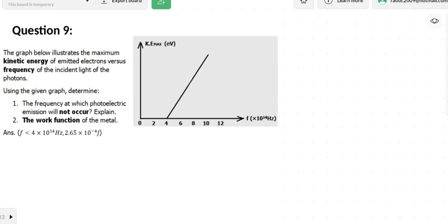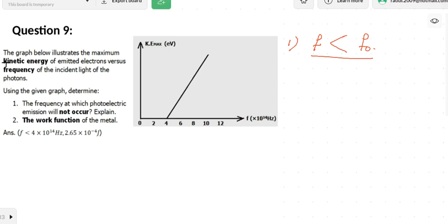This is a knowing question. We need to know that frequency. Here he's looking for the frequency at which photoelectric emission will not occur. Photoelectric emission doesn't occur if the frequency is less than the threshold frequency. This is a knowing question.